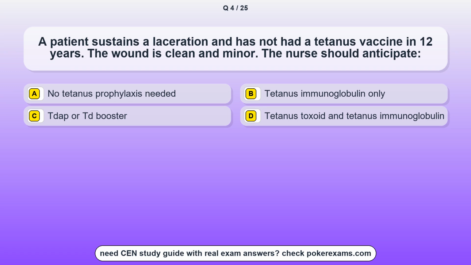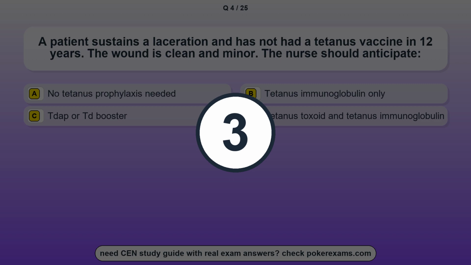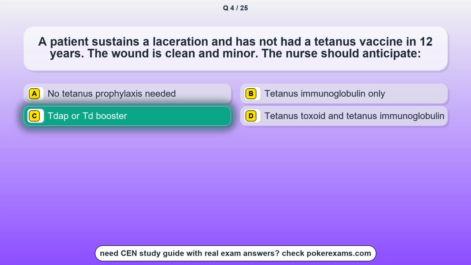Question 4. A patient sustains a laceration and has not had a tetanus vaccine in 12 years. The wound is clean and minor. The nurse should anticipate Option A, no tetanus prophylaxis needed. Option B, a tetanus immunoglobulin only. Option C, Tdap or Td booster. Option D, a tetanus toxoid and tetanus immunoglobulin. The correct answer is option C, Tdap or Td booster.